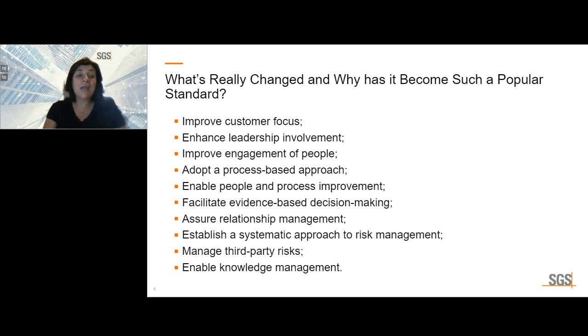And finally, enable knowledge management. So how do we get information across? How do we ensure that information gathered is making its way to all pertinent individuals, and not that we are just stuffing everybody's brain with information that may or may not be necessary? Especially if it's not necessary, don't take up valuable brain space. So these are just some common things that have changed between the 2008 and the 2015 versions of the standard.